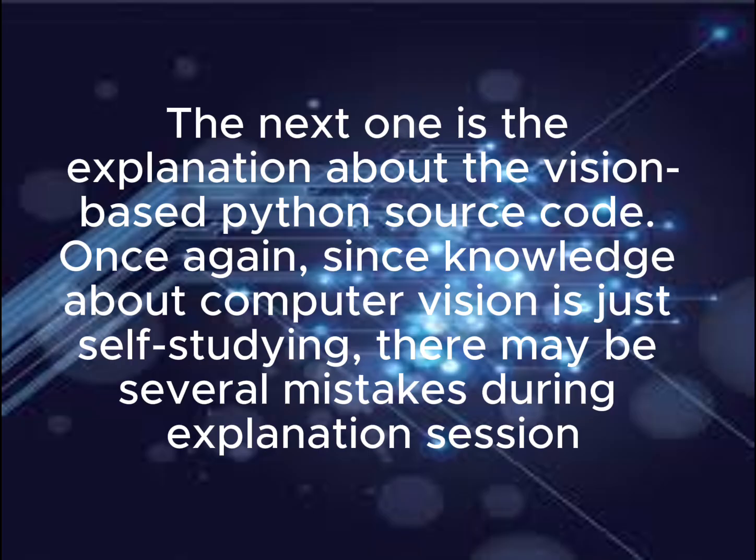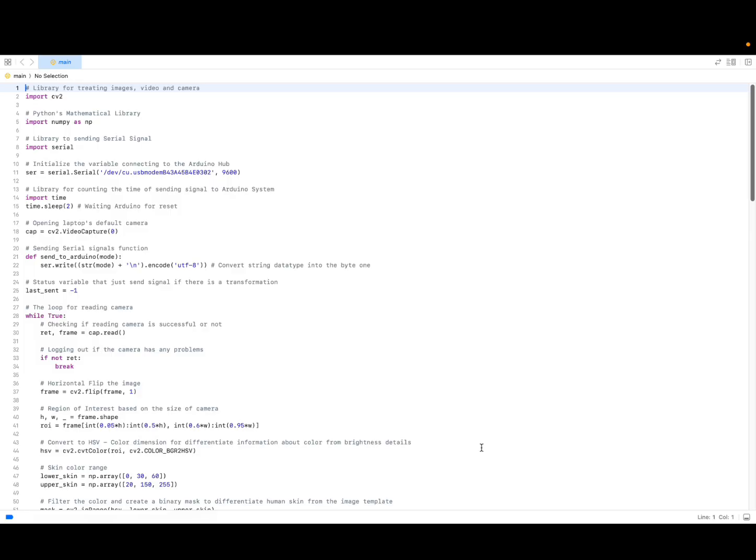The next one is the explanation of the vision-based Python source code. Once again, since my knowledge about computer vision is just self-studied, there may be several mistakes during the explanation. In the Python code, I would like to highlight that I have not studied any official computer vision course before at university or something like that.